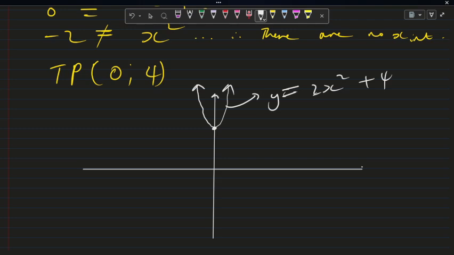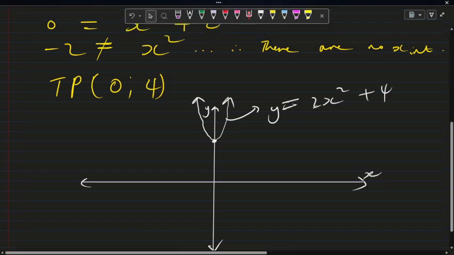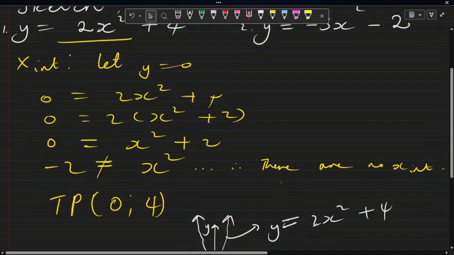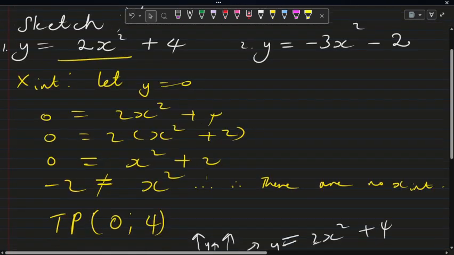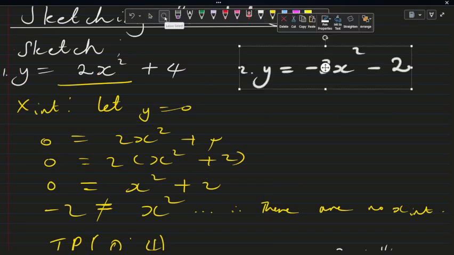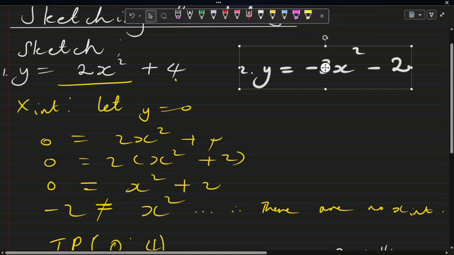And we can label our axes. So this is the y-axis, and this is the x-axis. This is the sketch of number 1. Now let's consider number 2. Let's work on number 2.